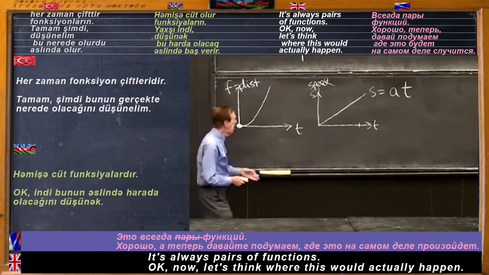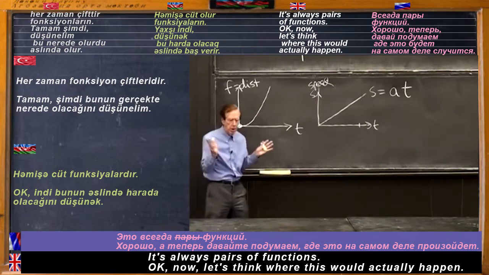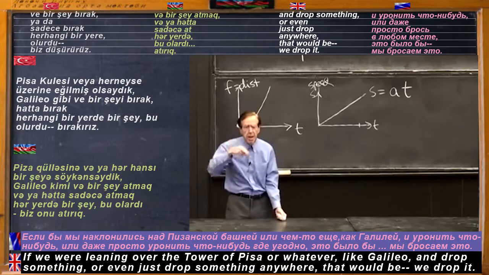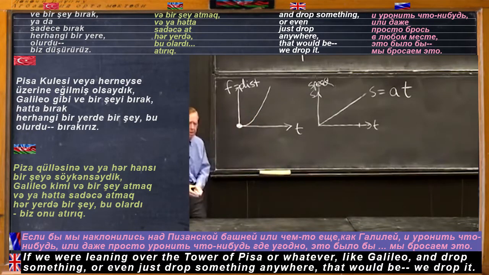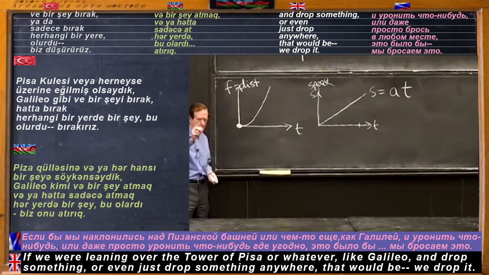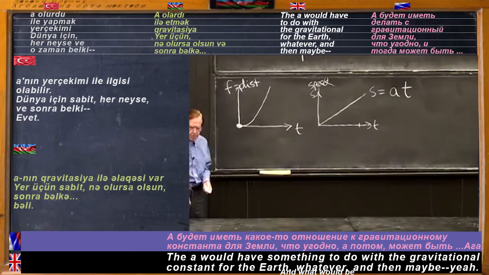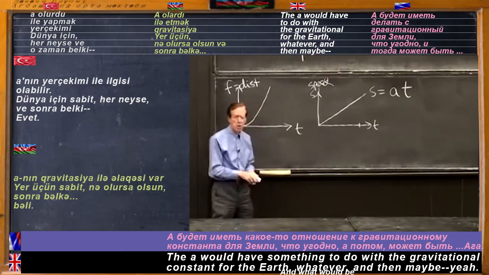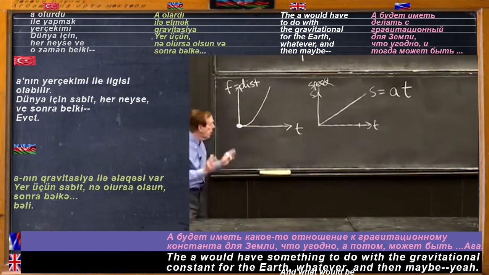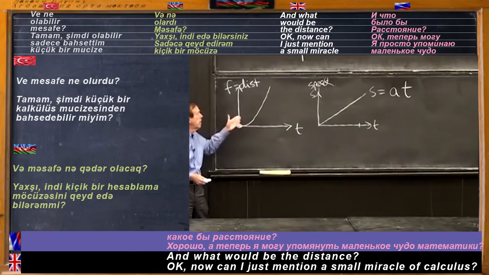Okay. Now, let's think where this would actually happen. If we were leaning over the Tower of Pisa or whatever, like Galileo, and dropped something, or even just dropped something anywhere, we drop it at the beginning, it has no speed, but of course instantly it picks up speed. The A would have something to do with the gravitational constant for the Earth. And what would be the distance?